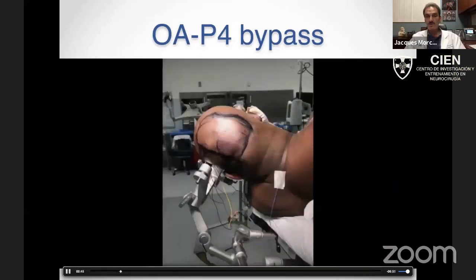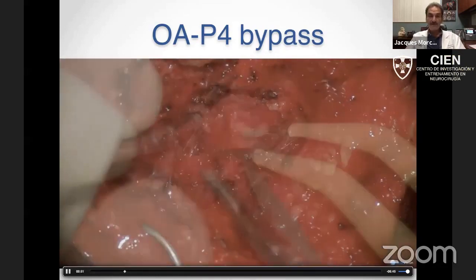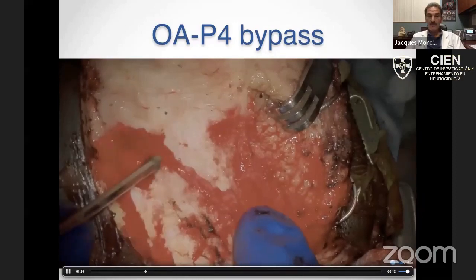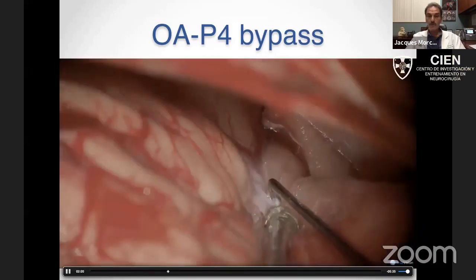You position the patient this way. You use gravity with the lumbar drain to allow that hemisphere to fall, and you will get the occipital artery. Then I'm going to skip through. There is a beautiful occipital artery, excellent flow. Then you do your craniotomy.